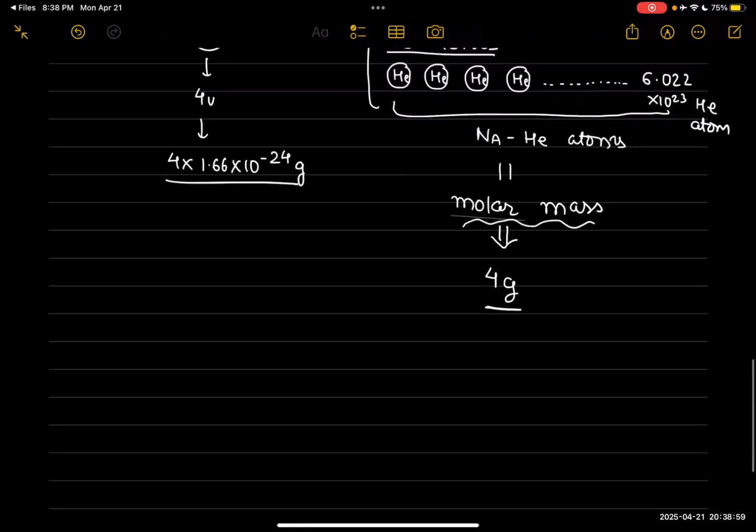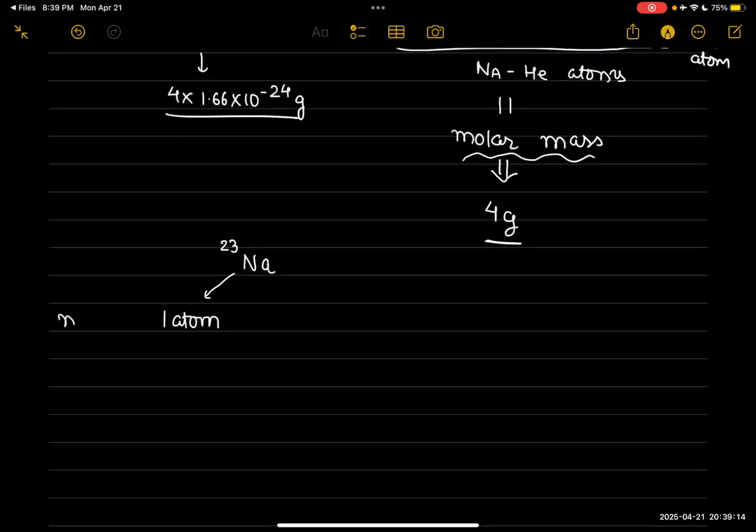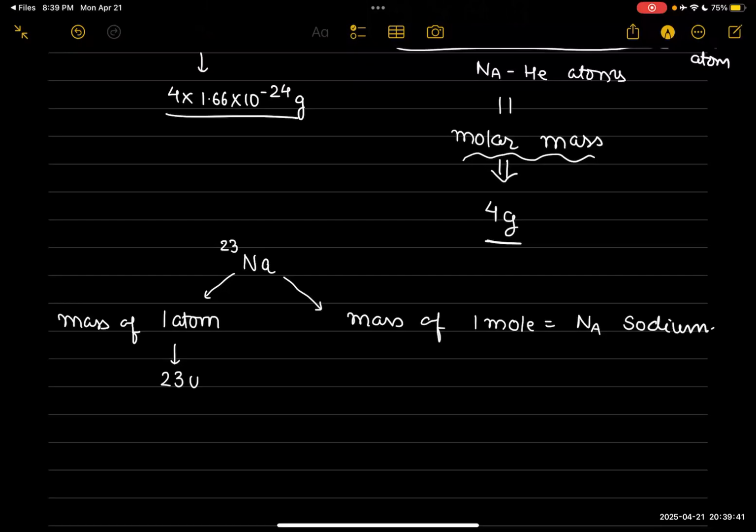So we can take one more example of sodium, let's say, because we are continuing with sodium. So one atom, if you try to measure the mass of just one atom, it is 23, okay, and the mass of a mole, what will it be?